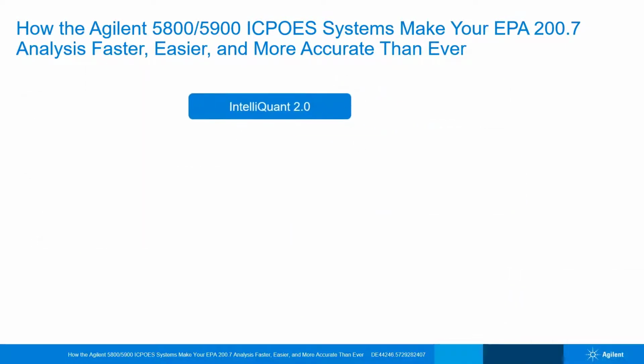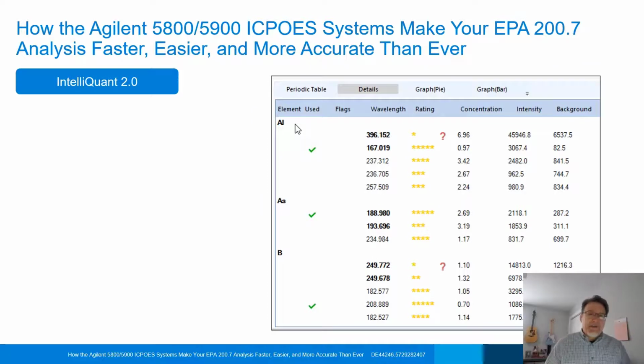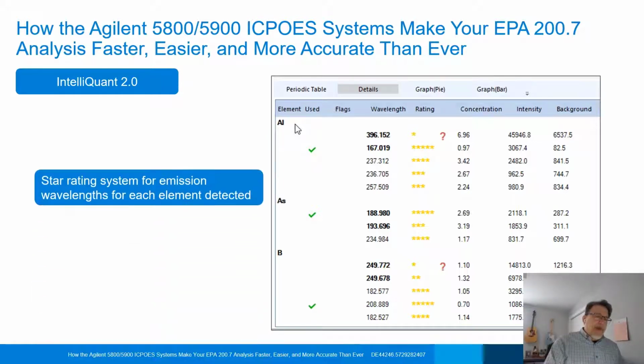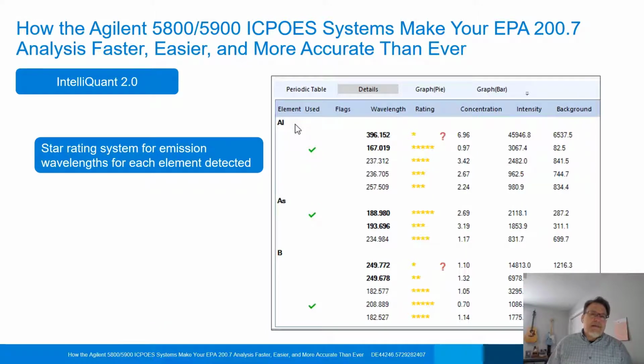Intelliquant 2.0 is just the second generation of Intelliquant. Those of you familiar with our 5100 and 5110 ICP-OES systems from a few years back will remember initially Intelliquant. It's a terrific idea. It's a semi-quantitative look at basically the whole periodic table. Intelliquant 2.0 takes that to the next level by actually giving you a star rating system. When it looks at wavelengths, you can scan your samples. It'll tell you what's in your samples, and it'll tell you what wavelengths it thinks you should use to analyze your samples and which ones it thinks you shouldn't use.